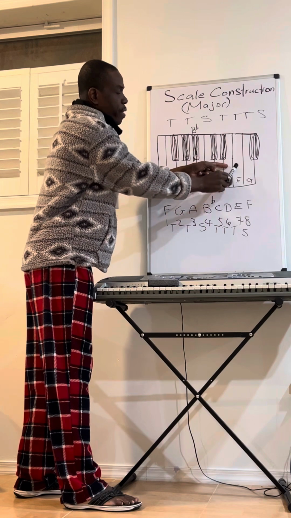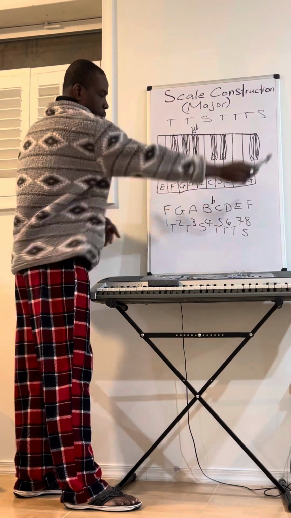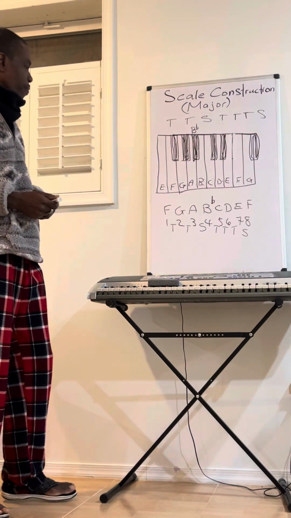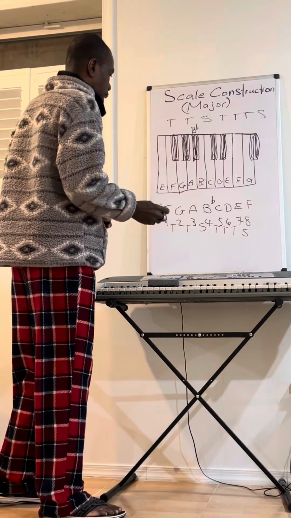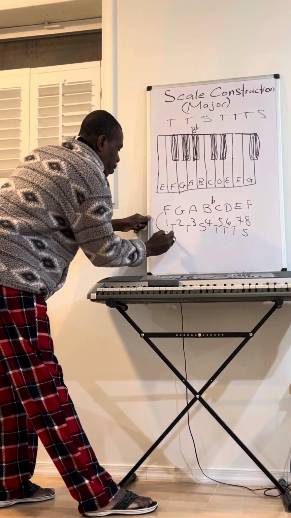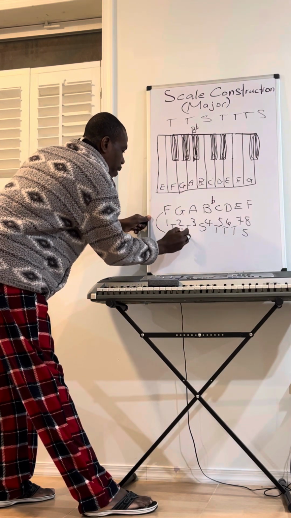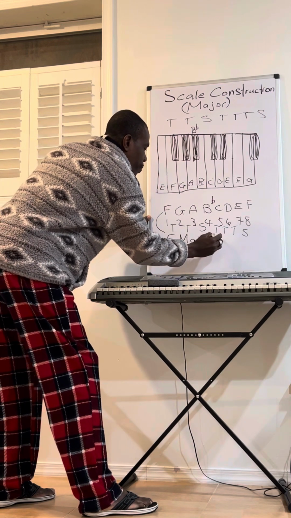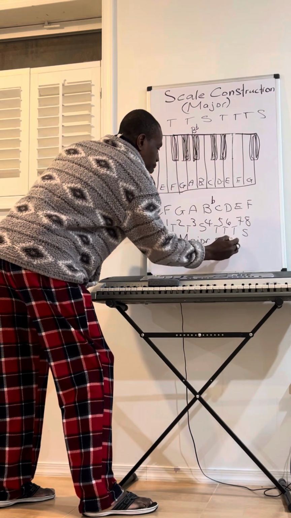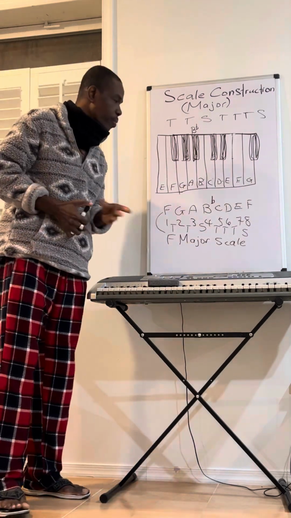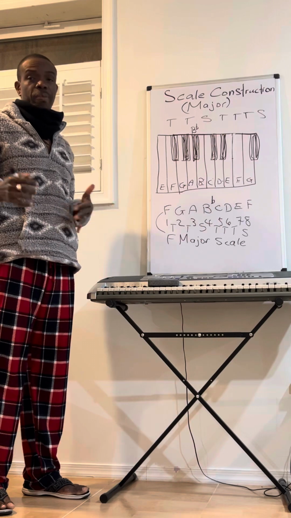Here, very next is this. Remember, there's no black key in between. So, there you go. F major scale. Alright? F major scale. There you have it. Do, re, mi, fa, sol, la, ti, do.